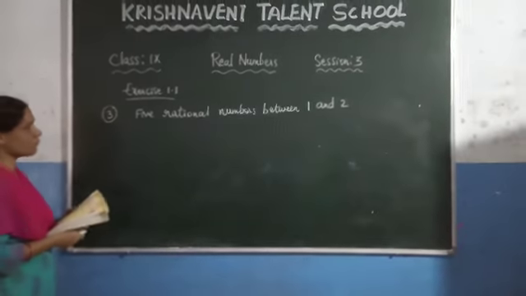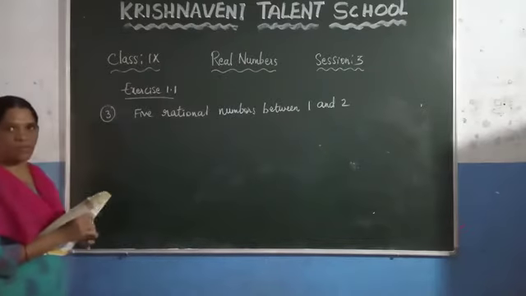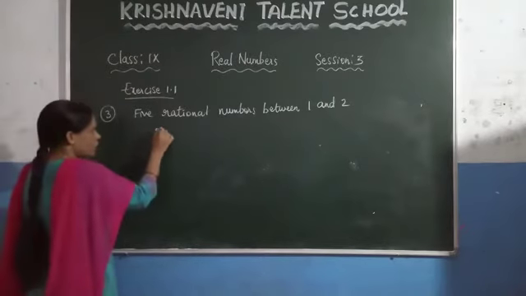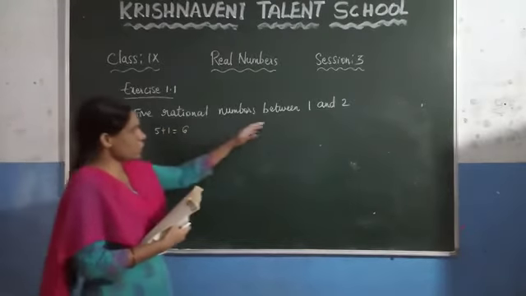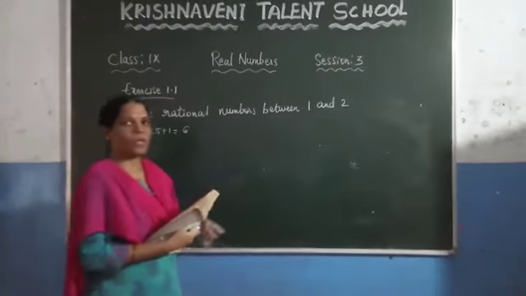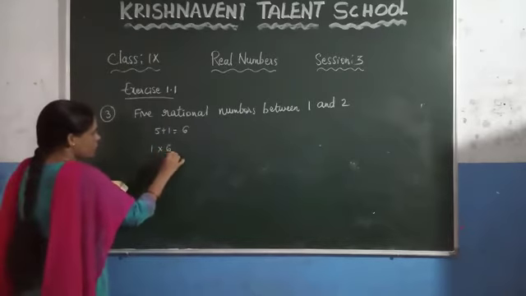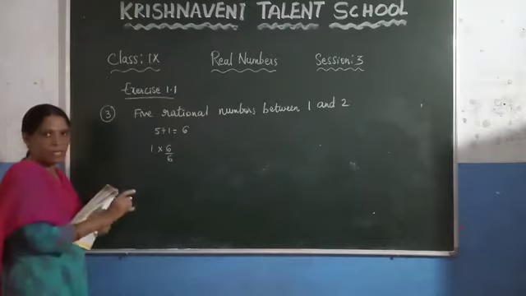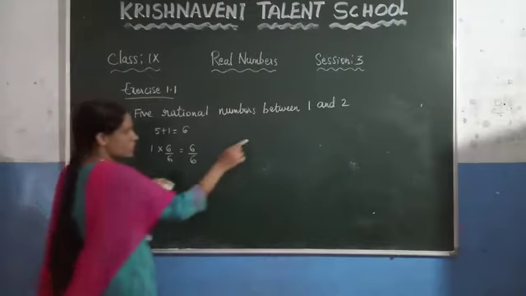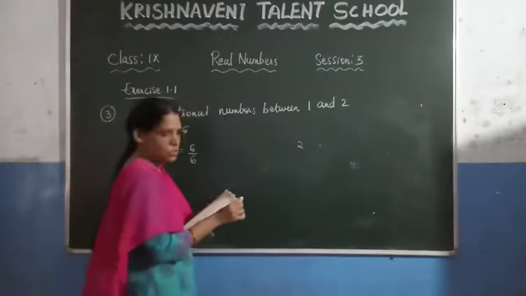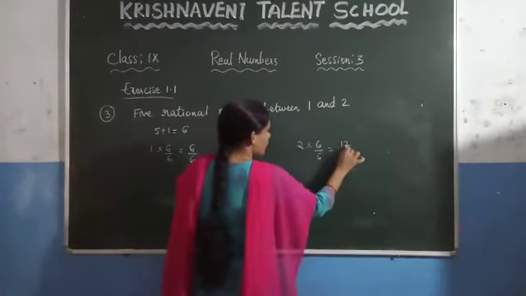Here, the simple one is to first make these numbers have the denominator 6. Just take the first number, 1, and multiply it by 6 by 6, so that you get the denominator as 6. Now consider the second number, 2. Multiply this number by 6 by 6. So what will you get? 6 twos are 12 by 6.